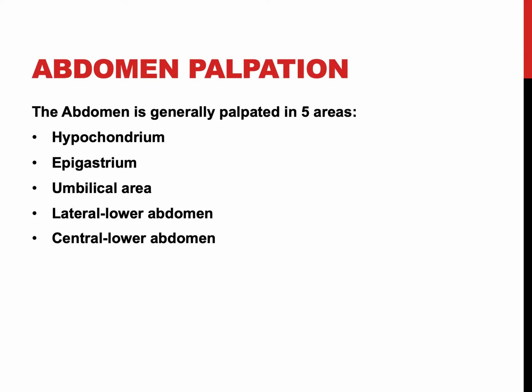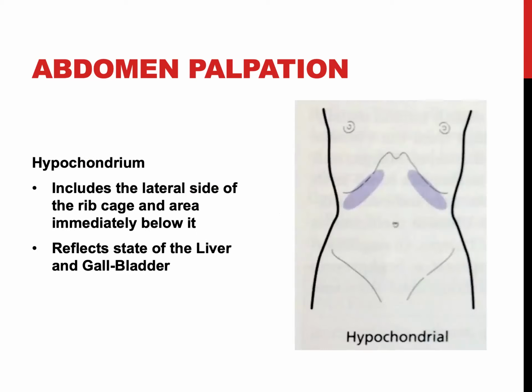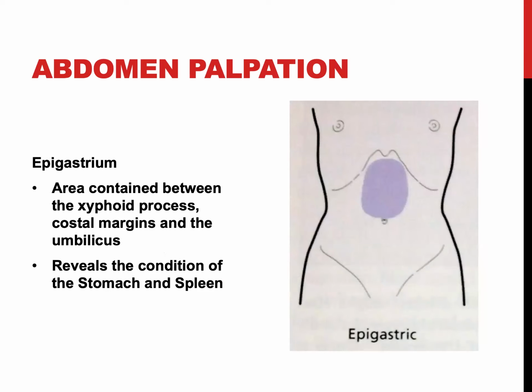The abdomen is generally palpated in 5 areas: hypochondrium, epigastrium, umbilical area, lateral lower abdomen, and central lower abdomen. So hypochondrium includes the lateral side of the rib cage and the area immediately below it. Yan po yung drawing. It reflects the state of the liver and gallbladder. Epigastrium is the area contained between the xiphoid process, costal margins, and the umbilicus. It reveals the condition of the stomach and spleen.